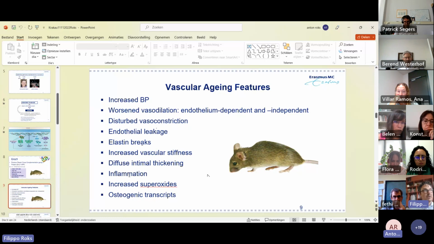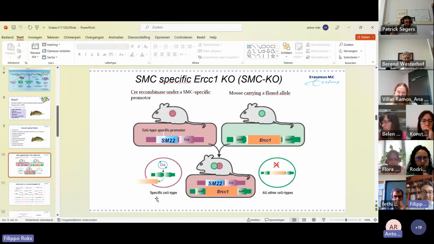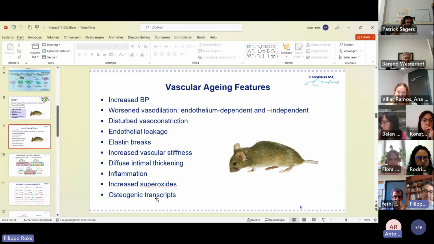We see inflammation, but it's basically an increase of cytokines, increased superoxide, and we also see an increase of osteogenic transcripts, so the calcifying genes that go up. So there's a whole phenotyping that has been going on now for 6 or 7 years, and this is what we found in these mice. And as far as I know, to get this all in a normal wild-type mouse, you would have to wait 3.5 years, which is quite a long time. But you can also observe such features in a wild-type mouse.